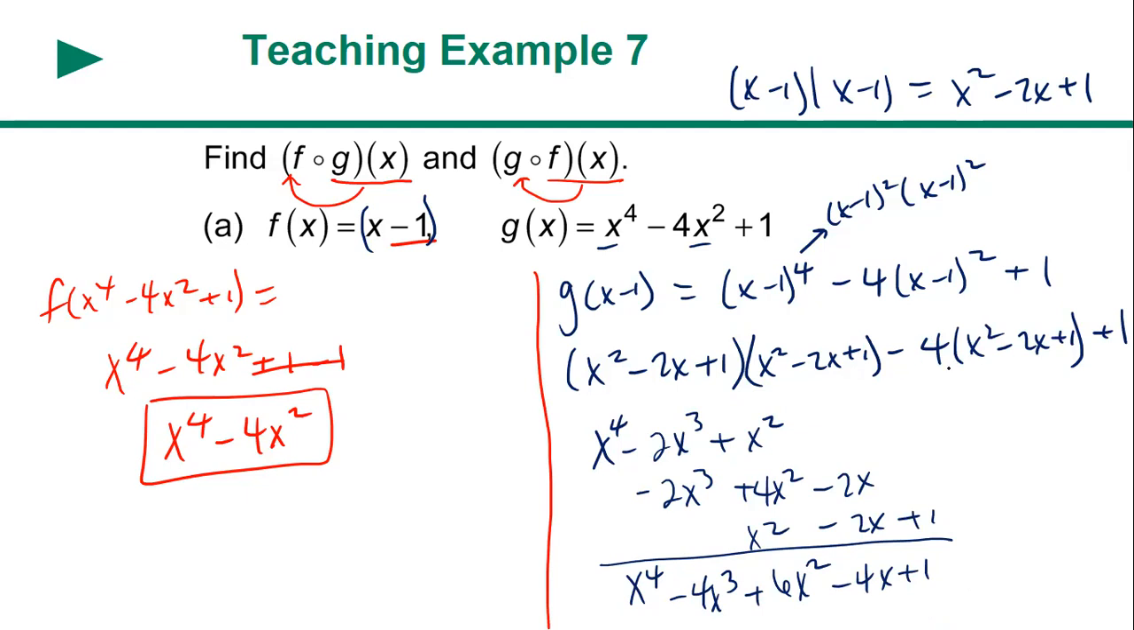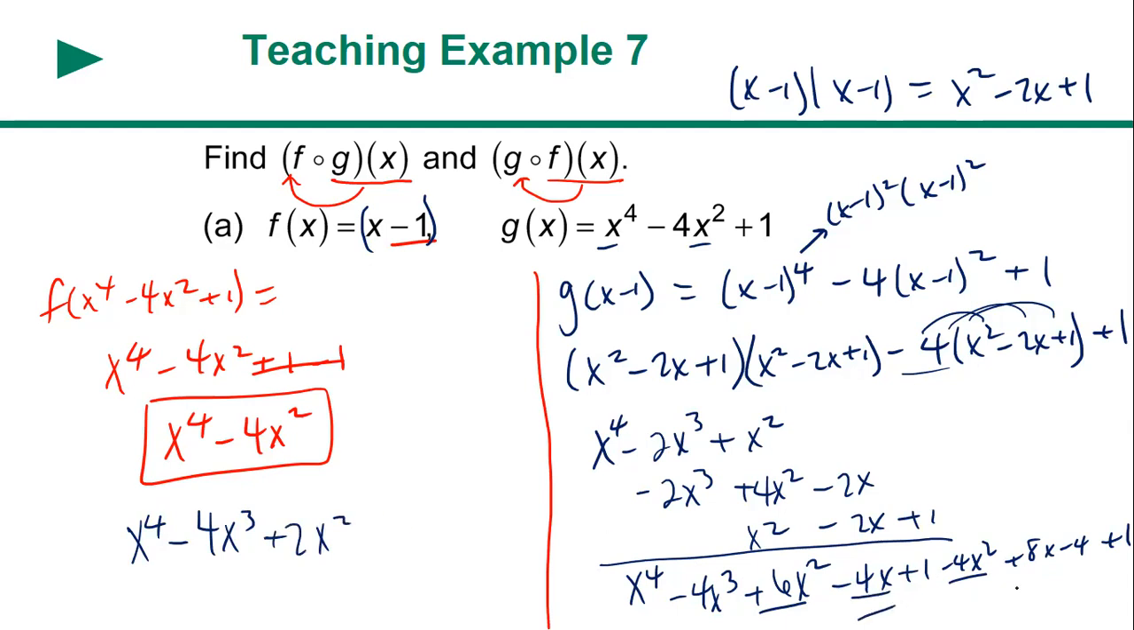Okay? So then you have negative 4, and that's distribution. So we have negative 4x squared plus 8x minus 4 plus 1. Got real tiny in the end. So when it's all said and done, we have x to the 4th minus 4x to the 3rd. And I have 6x squared and negative 4x squared, and that makes 2x squared. I have negative 4x and positive 8x. That makes positive 4x.